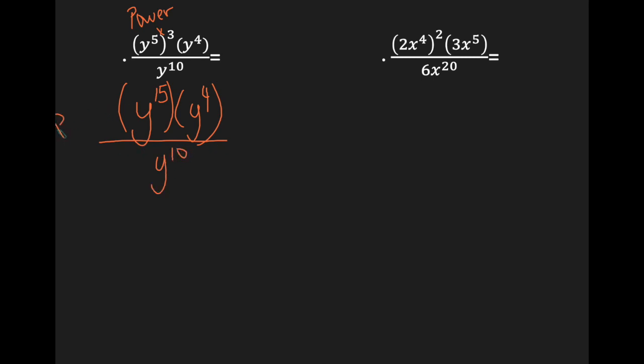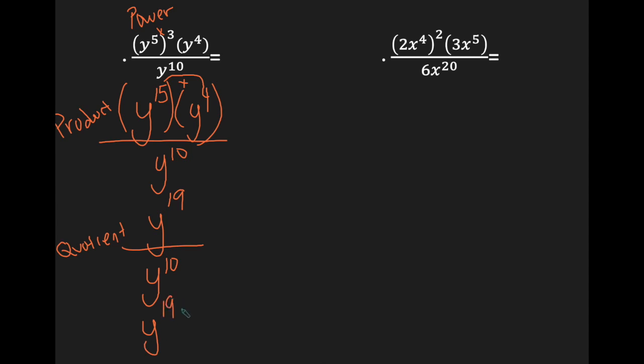Now here I have the product rule, and the product rule states when your bases match, you keep your base and you add the exponents. So that will be y. 15 plus 4 is 19, and now we must divide by y to the 10th. Now this is where we have our quotient rule. And the quotient rule states when your bases match, you keep it, and you do 19 minus 10. So you have y to the 9th power. Yay, finished.